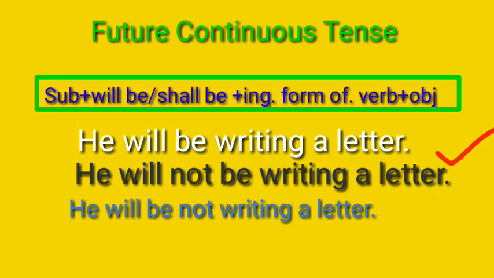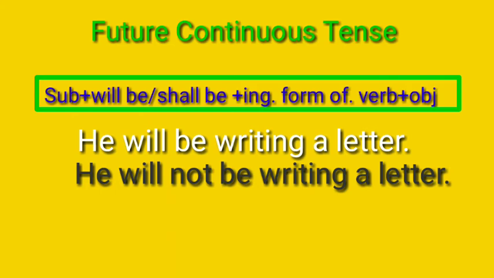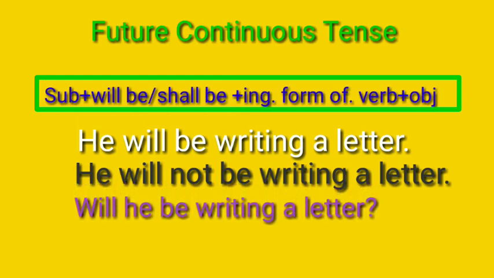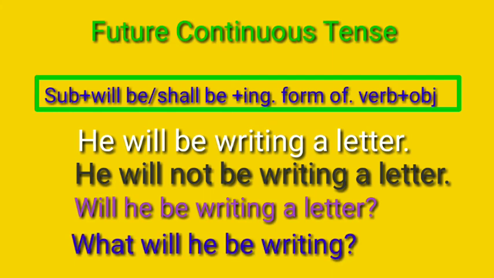Okay. Now let us change this sentence into interrogative. Yes or no. Then will he be writing a letter? Question mark. Only you have to take in front of the subject the auxiliary verb will. Not take be. Okay. Now let us change this one into a wh question. Then we have to add what. Then how will we write? What will he be writing? Question mark. Okay, a letter is the answer here.